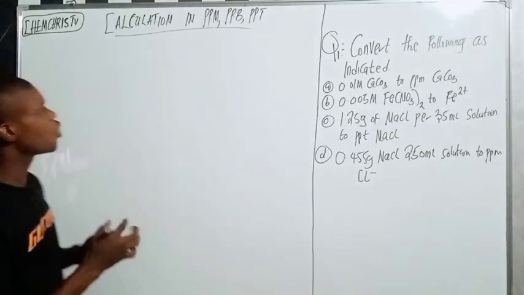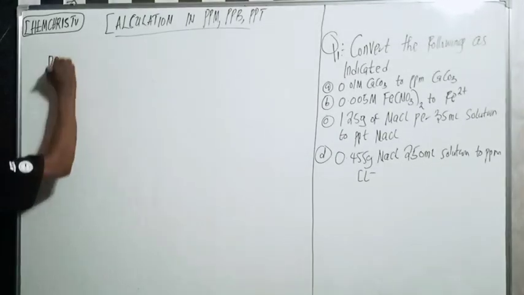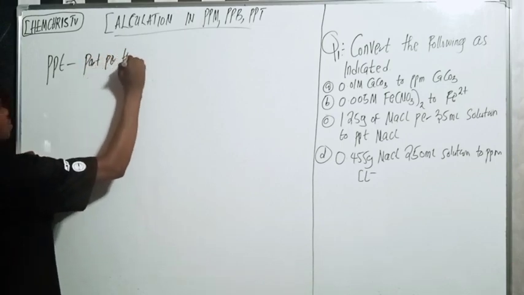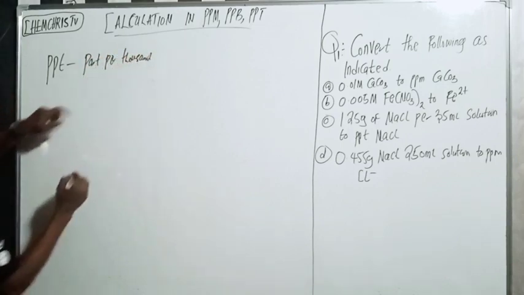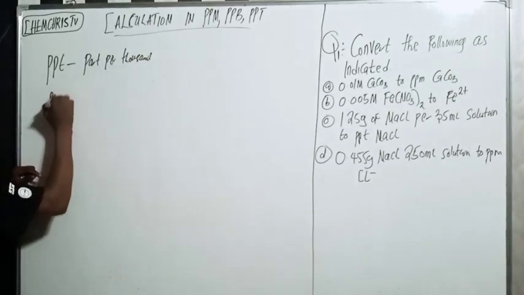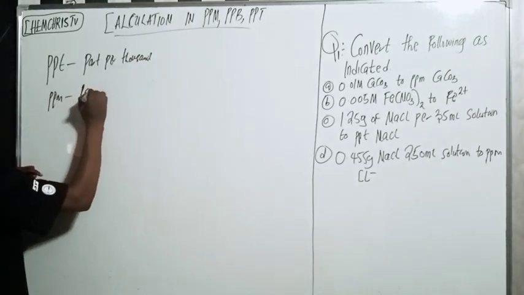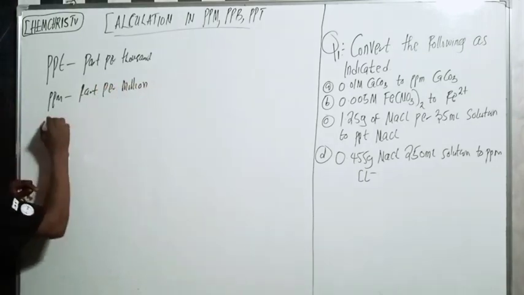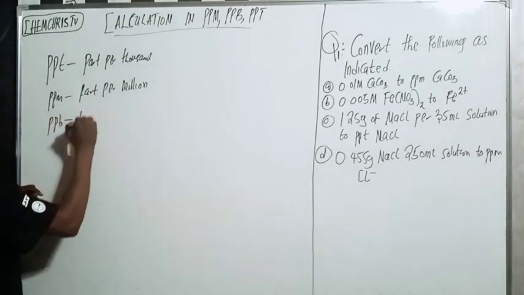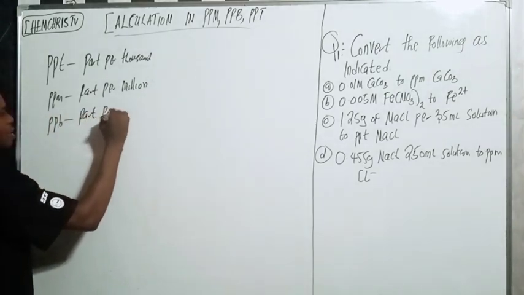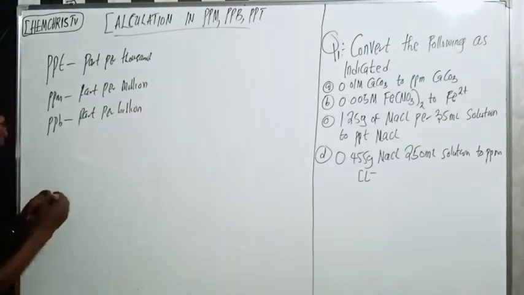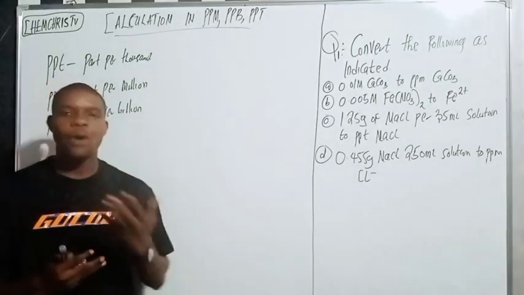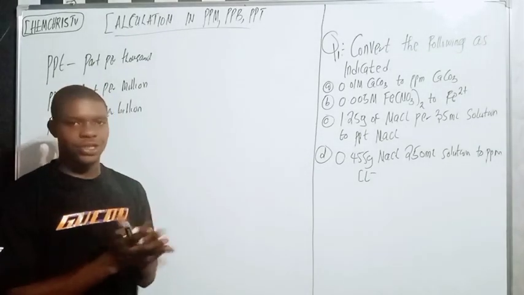Here. So what does PPT mean? Parts per thousand. Parts per what? Per thousand. PPM means parts per million, and PPB means parts per billion. So how do you express concentration? Because these are other ways you can express the concentration of a solution.